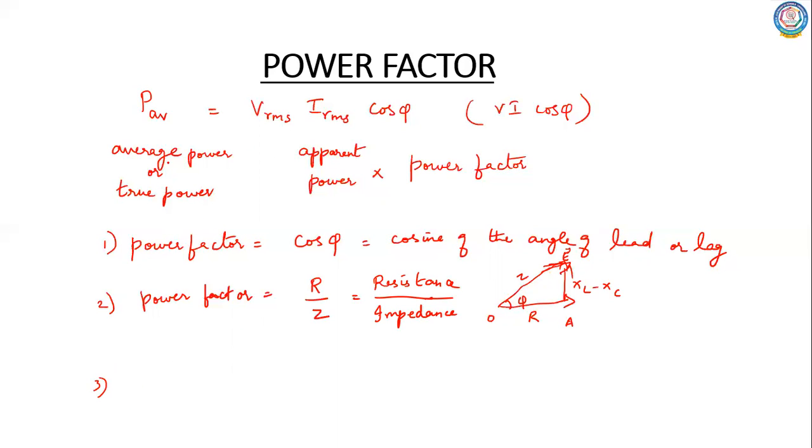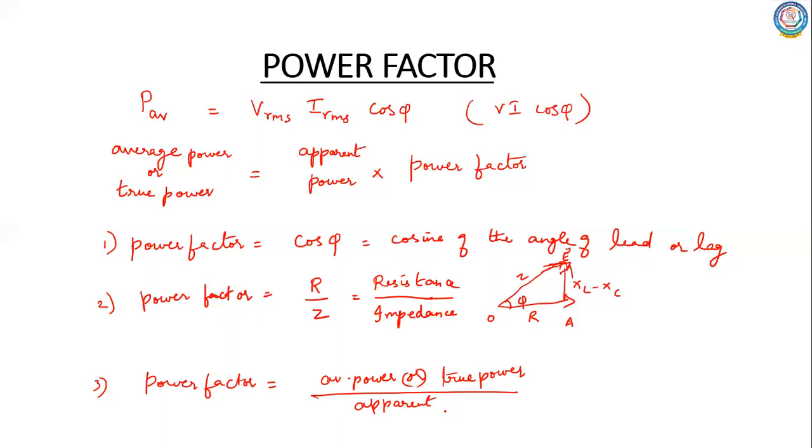And the third way is from this formula. We know that average power or true power is equal to apparent power into power factor. So let us bring the power factor to the left-hand side. Power factor equals average power or true power divided by apparent power. Average or true power can be written as VI cos phi, and apparent power is simply VI. When I cancel VI, I have cos phi, which is the power factor. So these are the three ways of representing power factor.